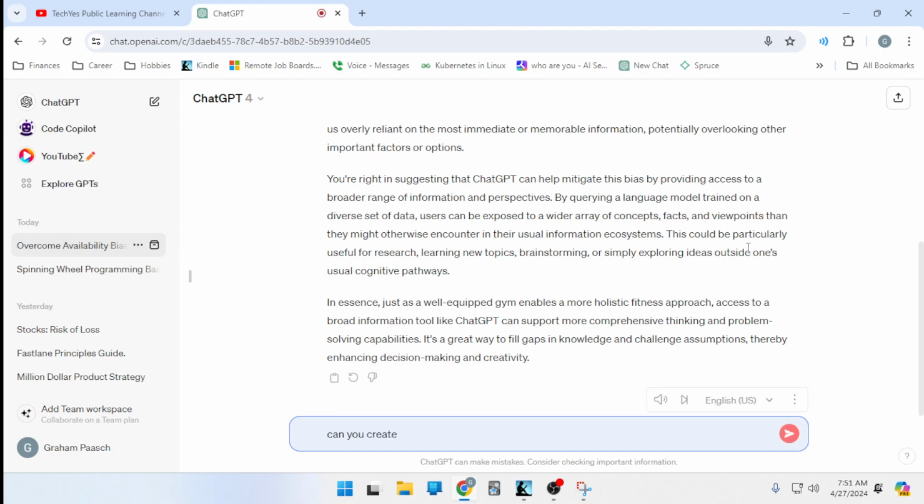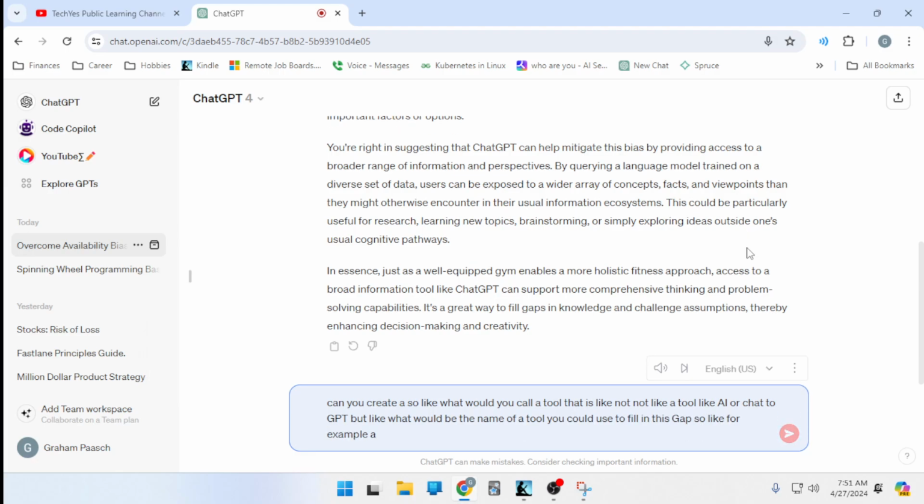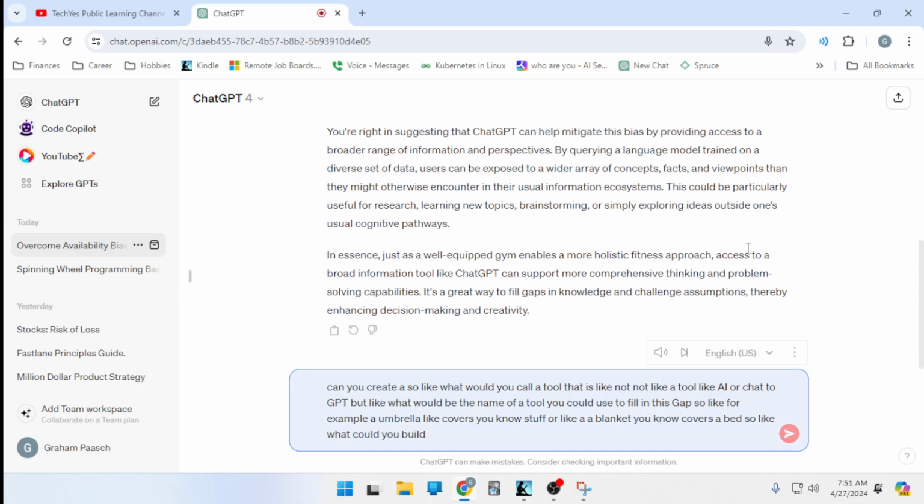Can you create, so what would you call a tool that is not like AI or ChatGPT, but what would be the name of a tool you could use to fill in this gap? Like for example, an umbrella covers stuff, or a blanket covers a bed. So what could you build that would address the availability bias?